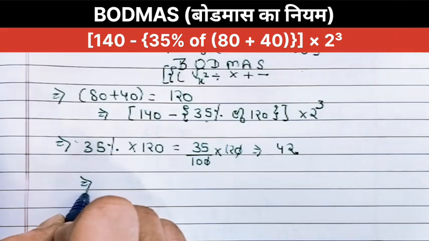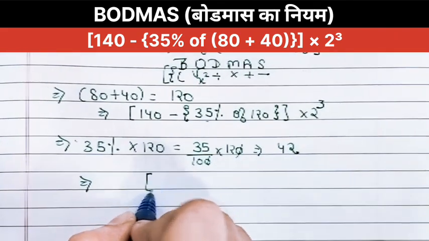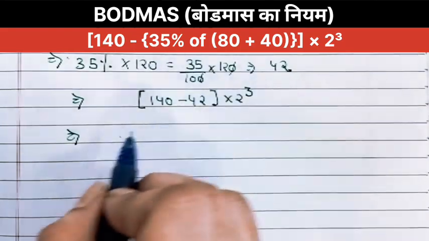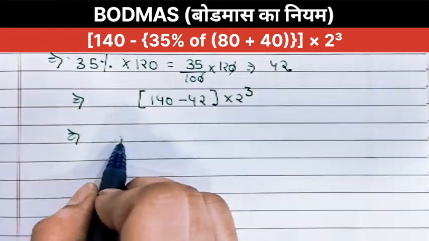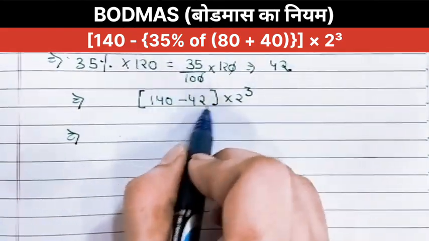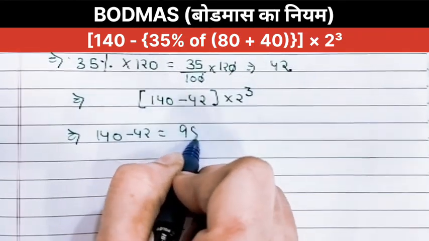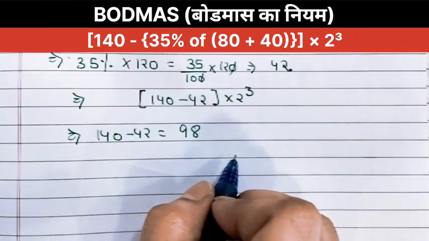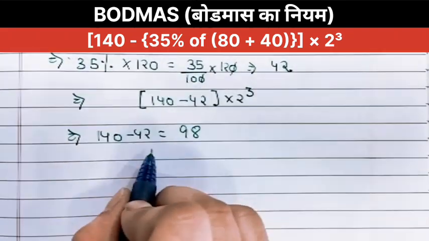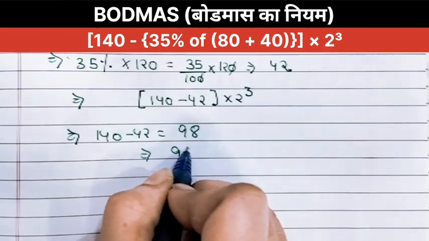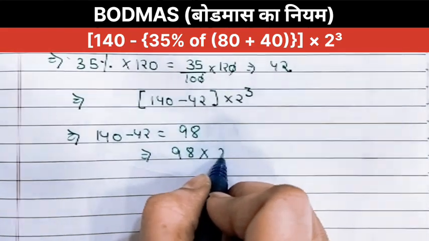And now the current expression becomes square bracket 140 minus 42. Move to the next step, complete the outer brackets, which is subtraction inside the square brackets. Now 140 minus 42 and it becomes 98. According to this step, complete all the operations inside the final bracket layer, which is the square, before multiplying outwards. Now the current expression becomes 98 multiplied by 2 power cube.